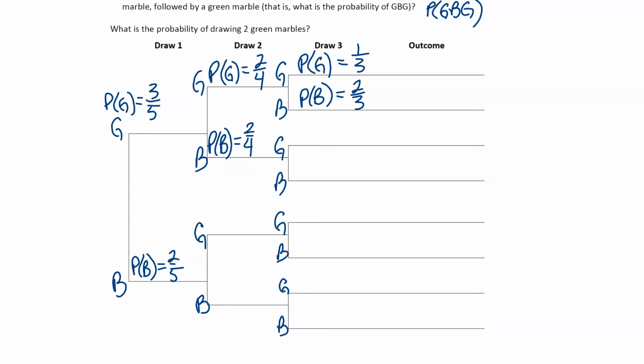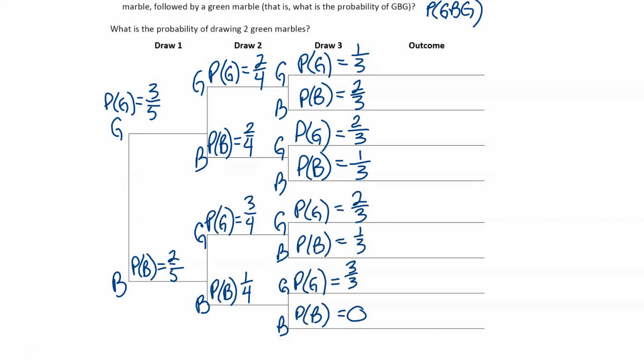We can follow through the rest of the branch now as well. So if we drew a green marble on the first draw and a blue marble on the second draw, then the probability of getting a green marble on the third draw, we've taken 1 green marble out, so we know there are 2 green marbles in total. We've taken 1 blue marble out, so we went from 5 to 4 to 3 marbles left in the bag. So the probability of getting green is 2 out of 3. Similarly, the probability of getting blue, since we've taken 1 blue out, there's only 1 blue remaining, and there are 3 marbles in total in the bag. We can go ahead and complete the rest of the tree.